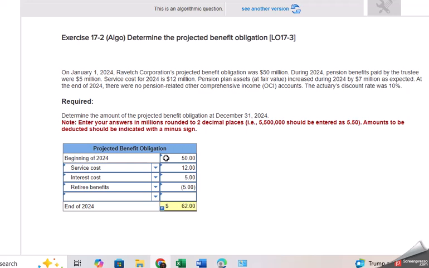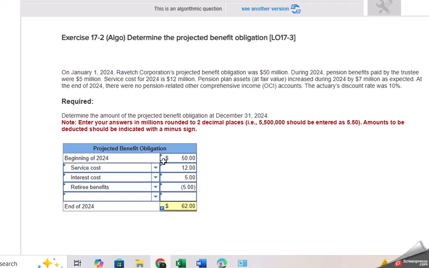So this first one gives us a company that has a projected benefit obligation of 50 million to start the year. During the year, they paid pension benefits of $5 million. There was a service cost for the year, for what their employees worked, of $12 million. The pension plan assets at fair value increased by $7 million as expected. And at the end of 2024, there were no other comprehensive income accounts, and their discount rate was 10%.